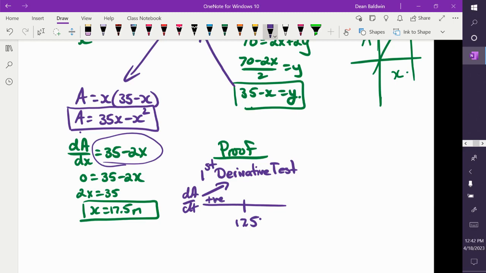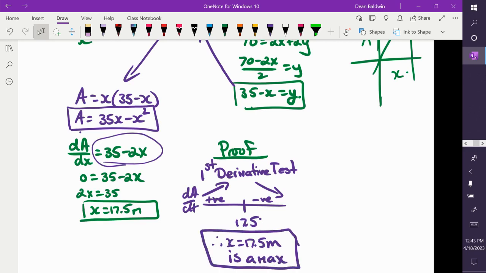Then pick a number on the other side. You can pick any number you want. I'll pick 100. If I put 100 into the first derivative, I'm getting a negative number, which means we're going down. If you switch from increasing to decreasing, you are at a max. Therefore, x equals 17.5 meters is a max. So we've shown that it is a max.